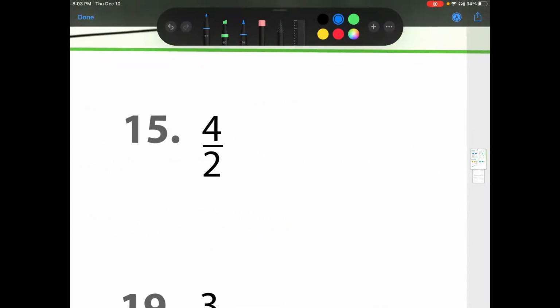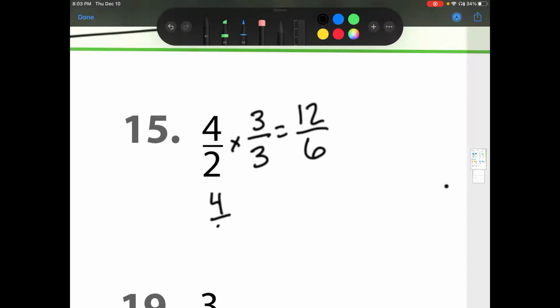Now for this one, again, they didn't tell us what to multiply by, so I'm just going to pick 3/3. So remember, as long as it's the same number for the top and the bottom, I can pick any numbers I want. So 4 times 3, what does that equal? 12. And then I multiply my denominators. 2 times 3 equals 6.